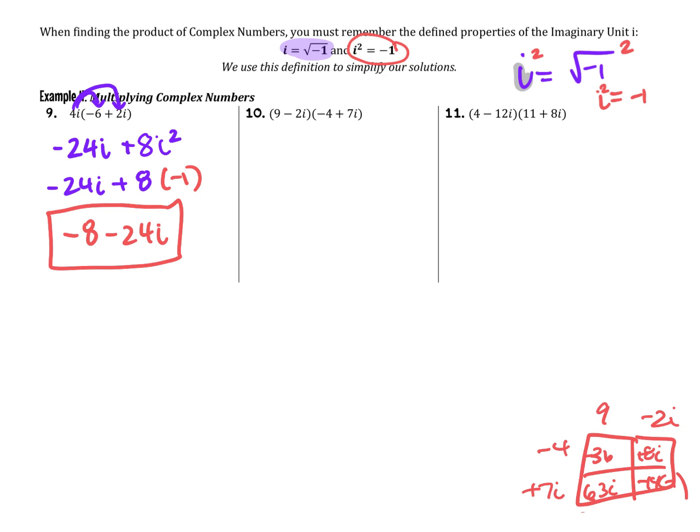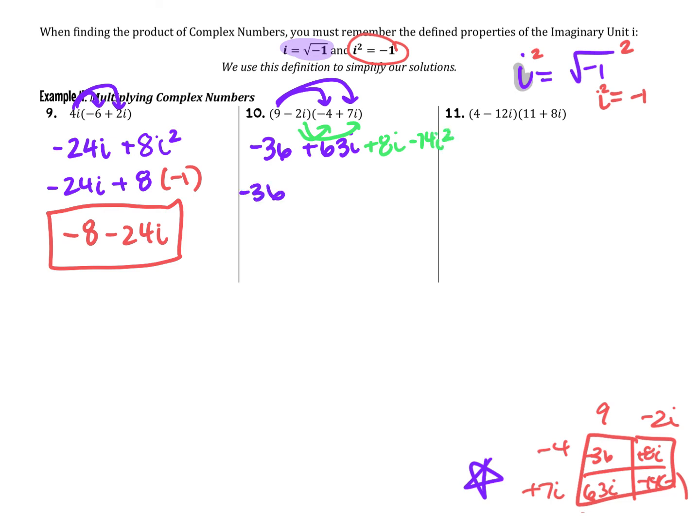Now for number 10, we're going to have to apply the distributive method twice or use the box method, the area model that I discussed down here. If I multiply 9 times negative 4, I get negative 36. 9 times 7i, I get 63i. If I multiply negative 2i times 4, I get positive 8i. If I multiply negative 2i times 7i, I get minus 14i squared.